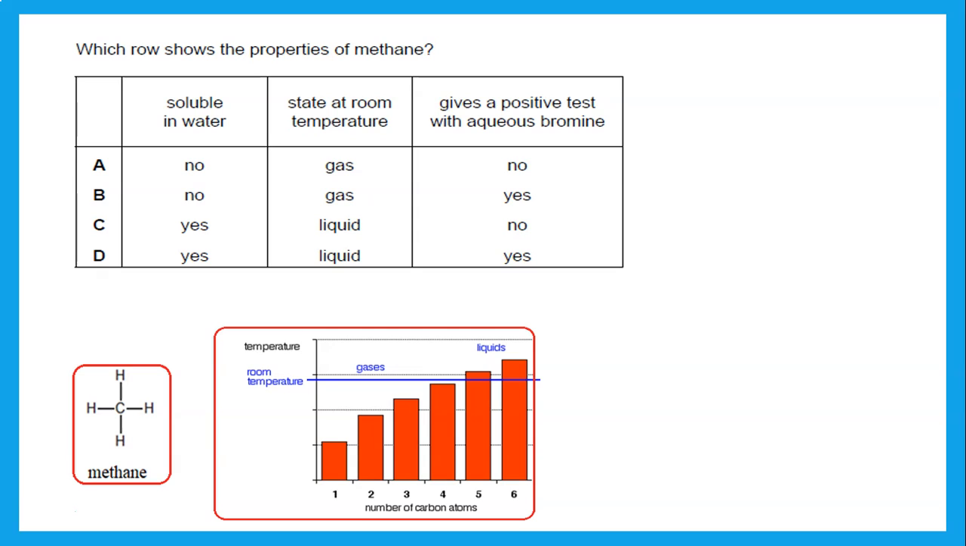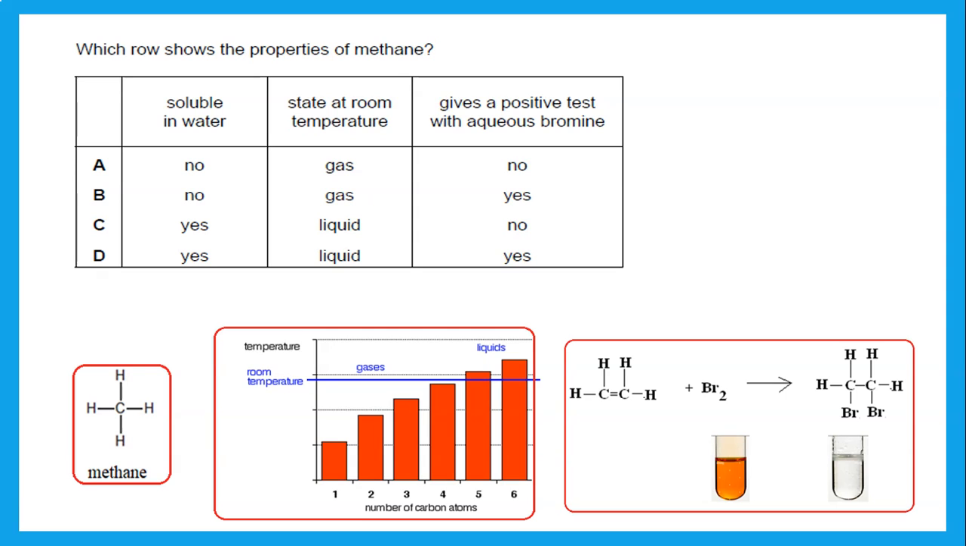Would it give a positive test with bromine? We said, what gives a positive test with bromine? It is something that has a double bond. Alkenes are the ones that give a positive test with bromine and change it from reddish brown to colorless. But methane would not give a positive test with bromine.